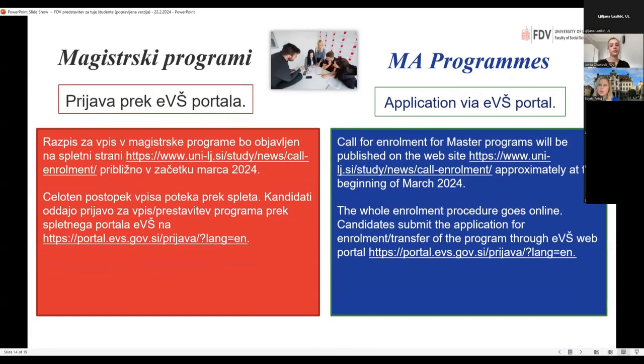The application also goes via the eVŠ portal. A call for enrollment for master programs will be published on the website stated here, approximately at the beginning of March 2024. The whole enrollment process goes online. Candidates submit the application for enrollment or transfer to the program via the eVŠ web portal, as mentioned before.